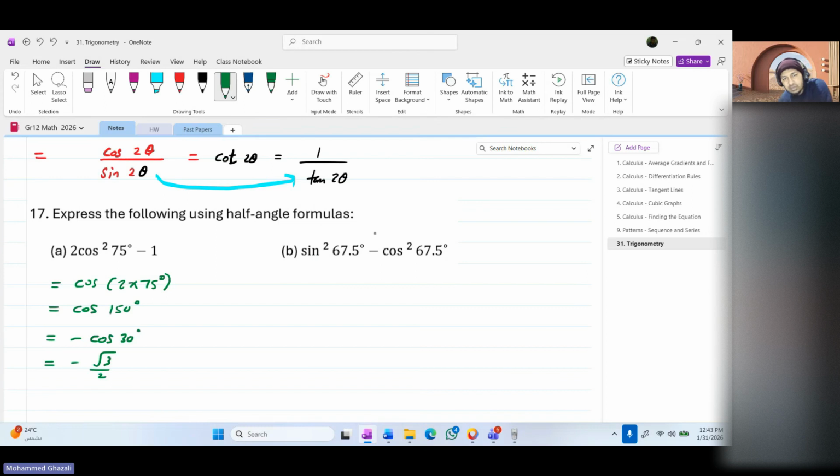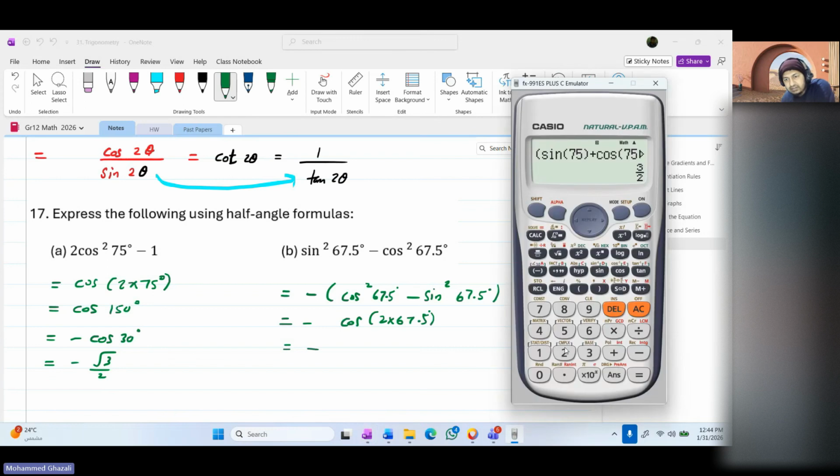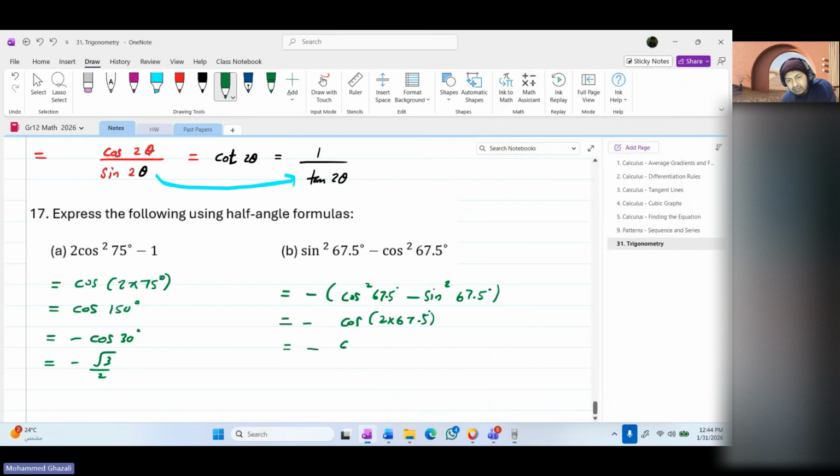Okay. Next one, sine squared minus cos squared. Again, we got a problem. Sine squared minus cos squared, that's not a double angle, but cos squared minus sine squared is. So take out a negative and rearrange. Cos squared 67.5 minus sine squared 67.5. That's negative cos double angle, 2 times 67.5. 2 times 67.5 is 135.